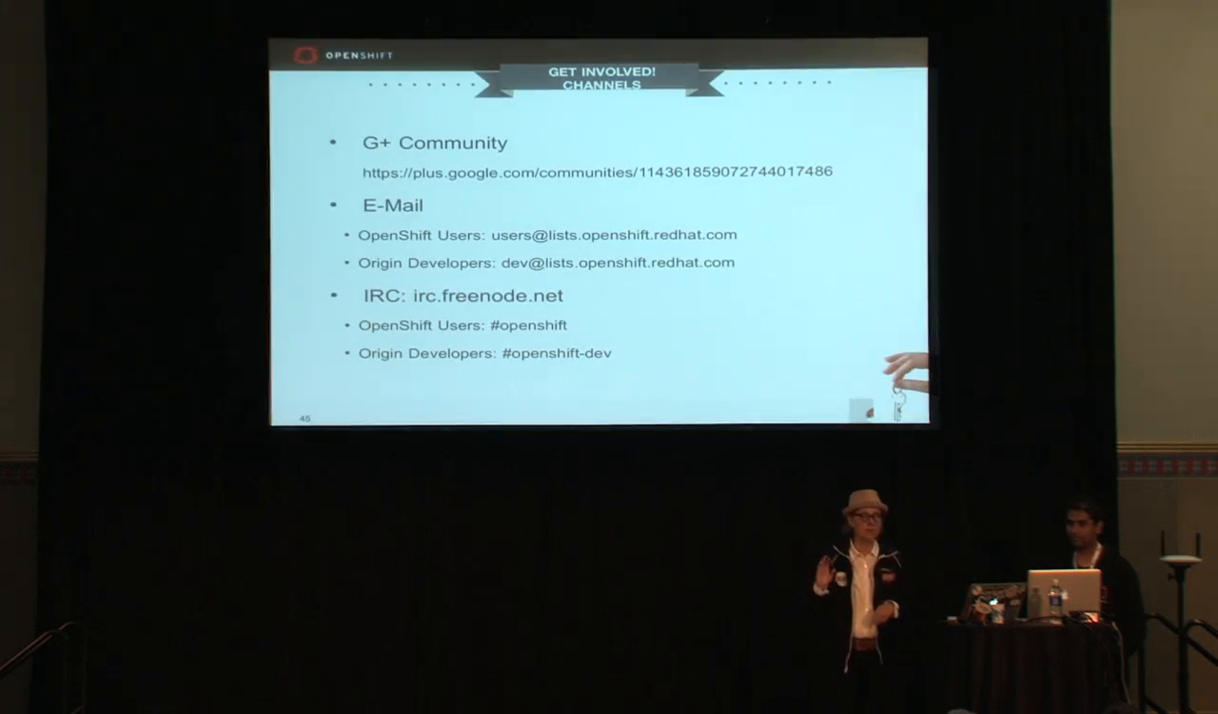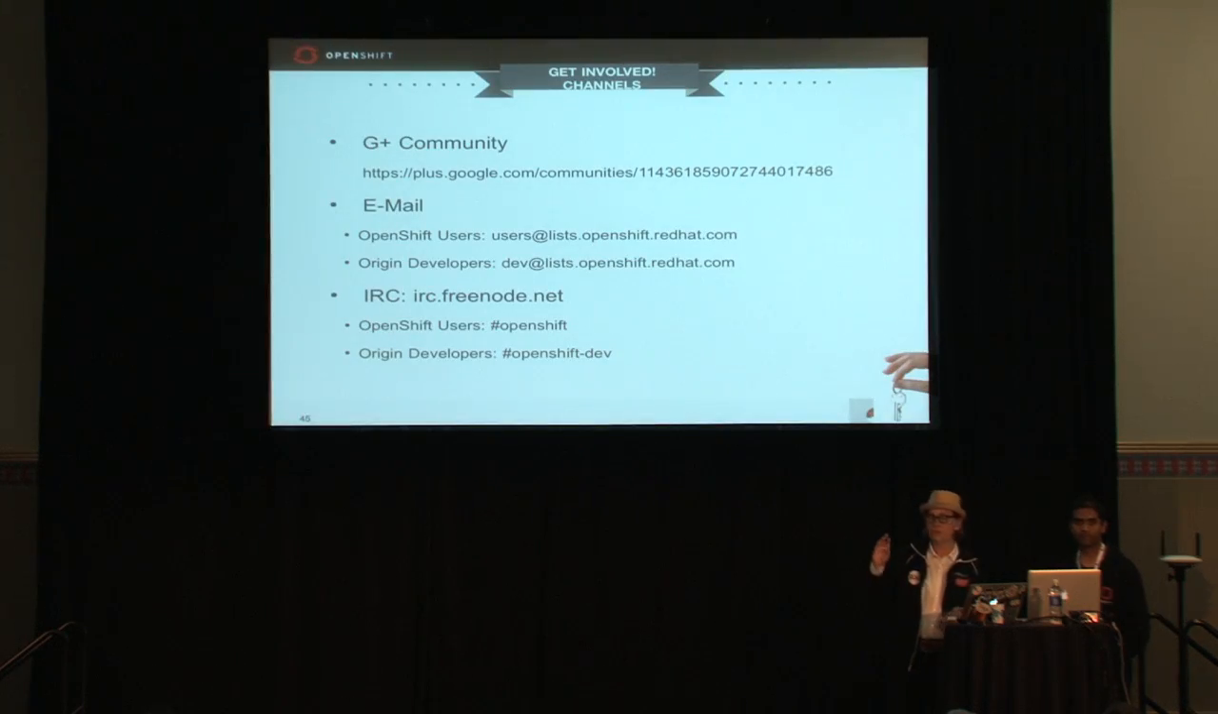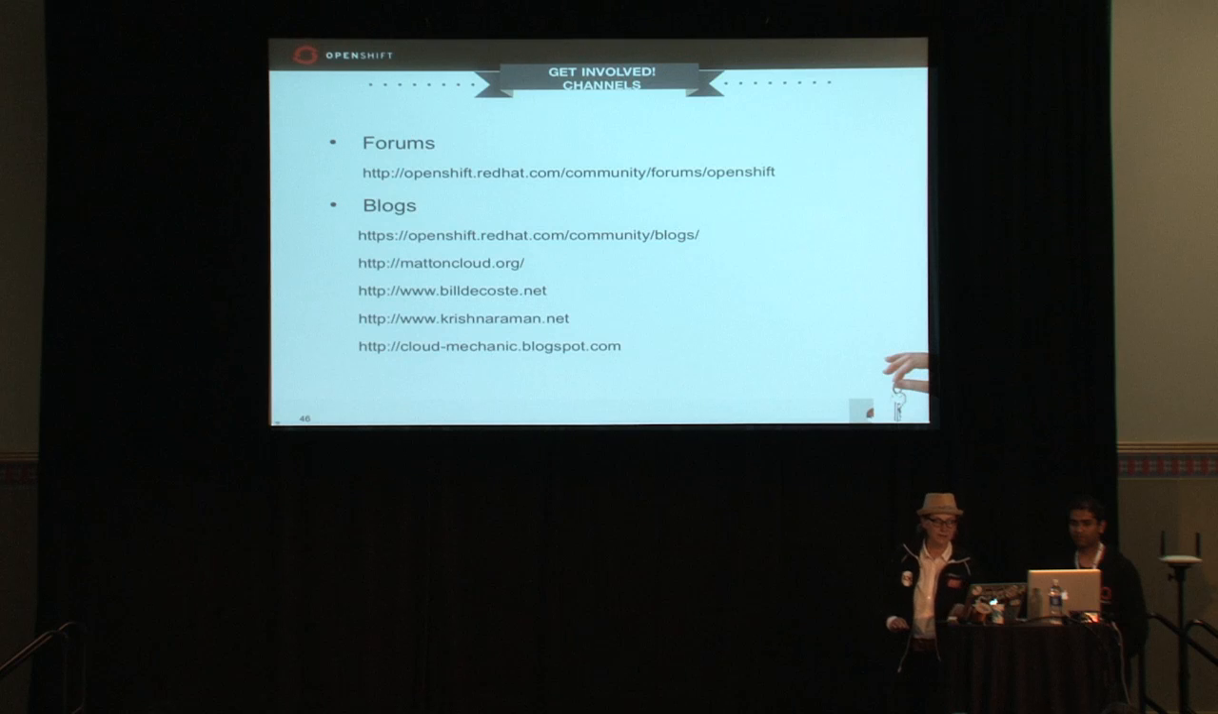So if you'd like to use this, again, it's on openshift.github.io. We're happy to take any questions. There is a Google community out there called OpenShift Origin Developers that you can find. There are plenty of ways to get a hold of us via email. We're always on IRC. There are lots of forums. And we'd love to have you come and talk to us.